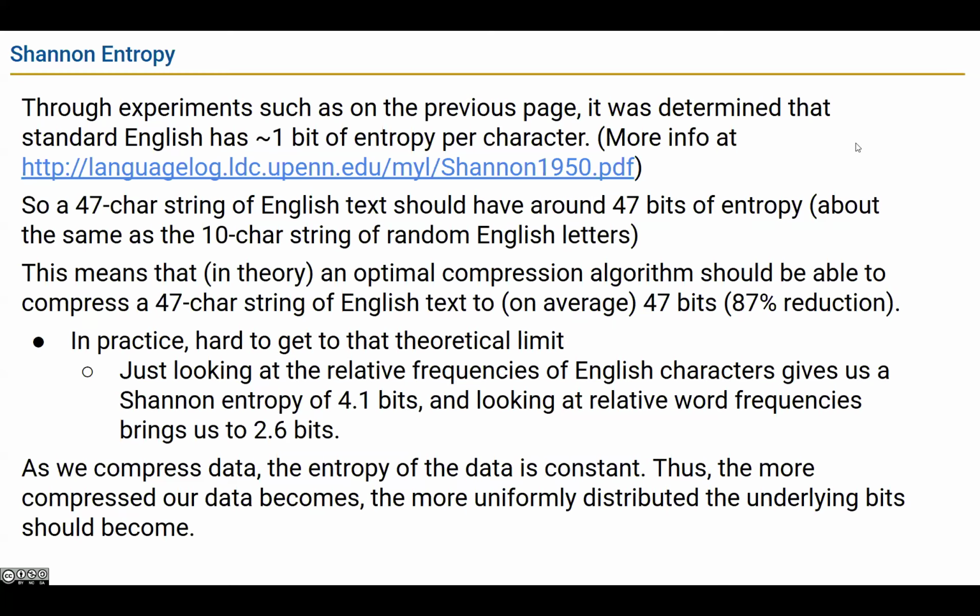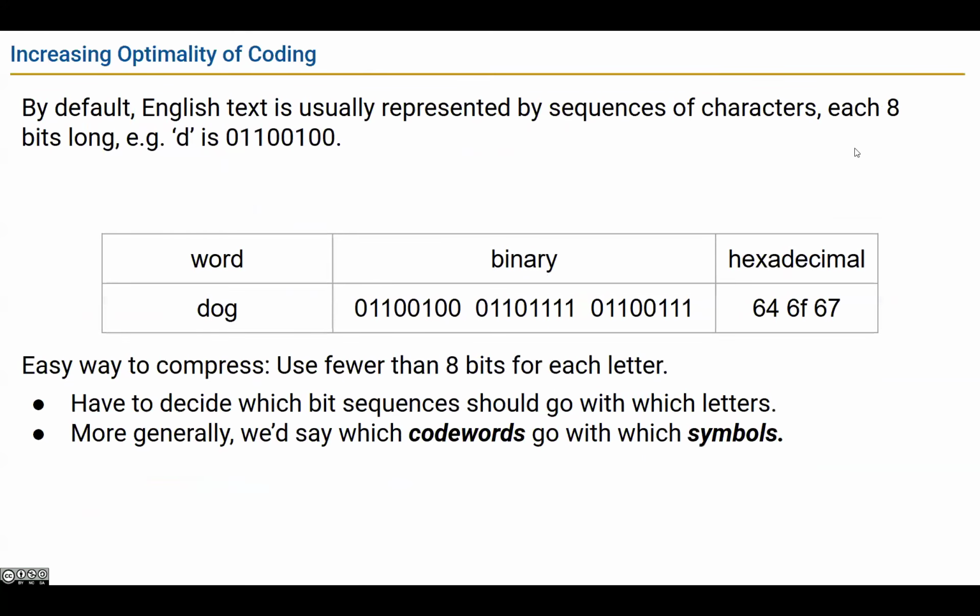So let's take a look at how we can actually accomplish a compression algorithm. By default, we have 8 bits per character. We are going to try to reduce this down to as few bits as possible. Now, an easy way to compress is to just use fewer bits. 8 bits has 2 to the 8 different values, 256 possibilities.